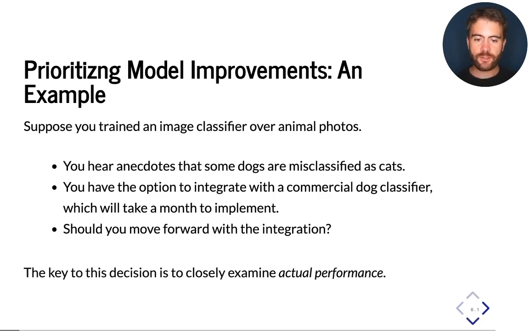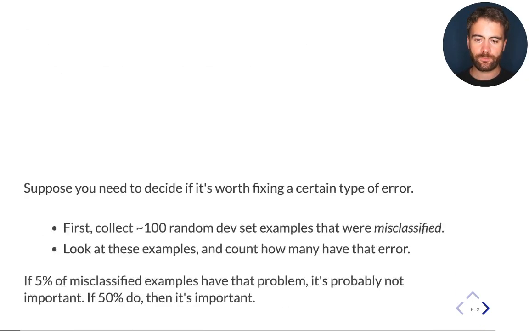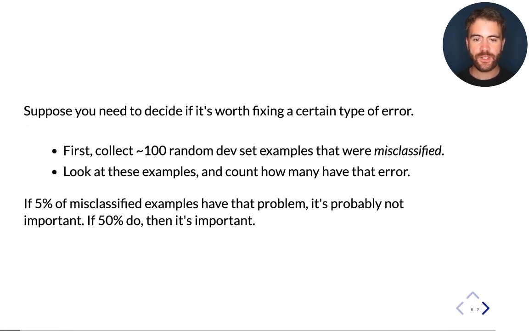The key to making this decision is to, again, be data-driven and to examine in a systematic and objective way the actual performance of the model. What I mean by this is that in order to make this decision, the best way to do it would be to collect a random set of examples from the development set, say 100 examples, and then count examples on which the system has made an error. So 100 random examples of errors from the development set.